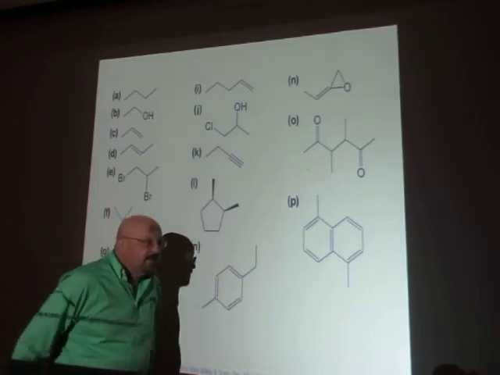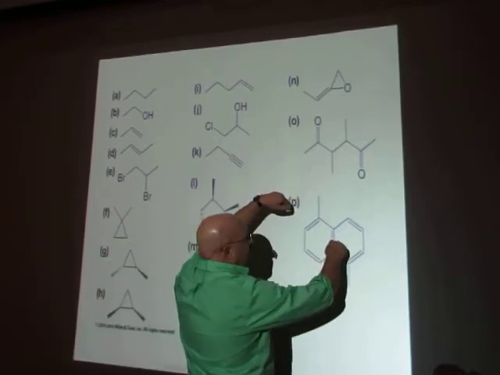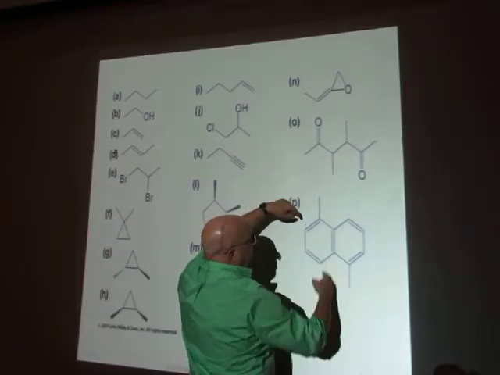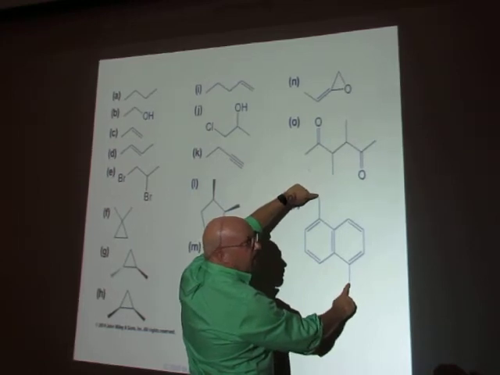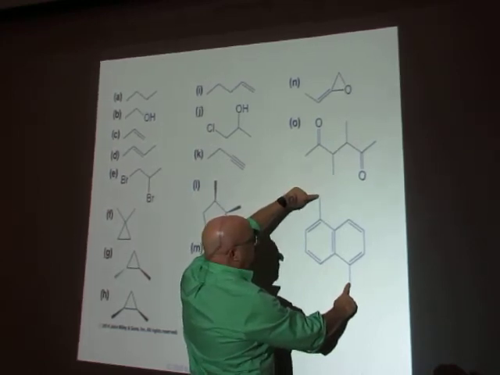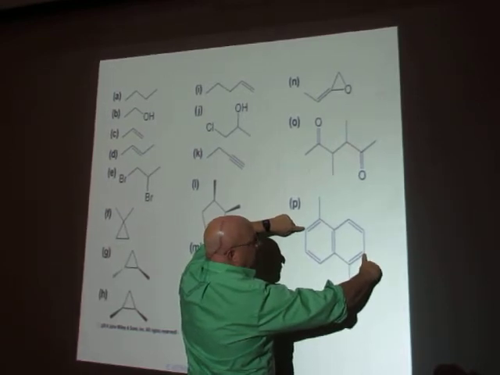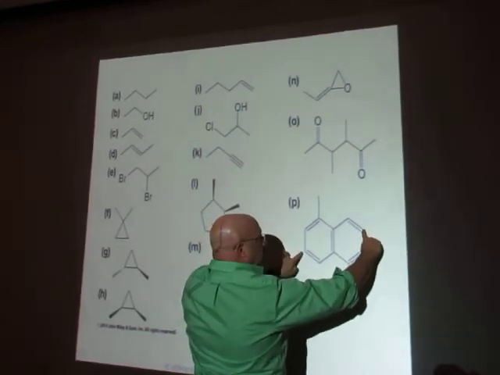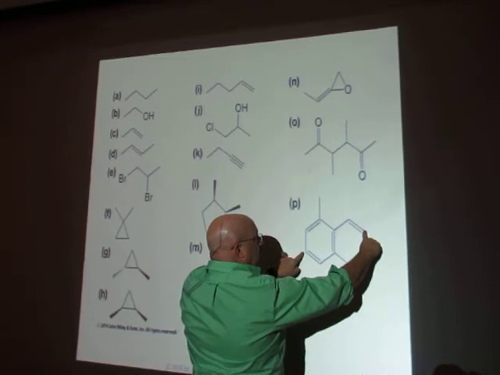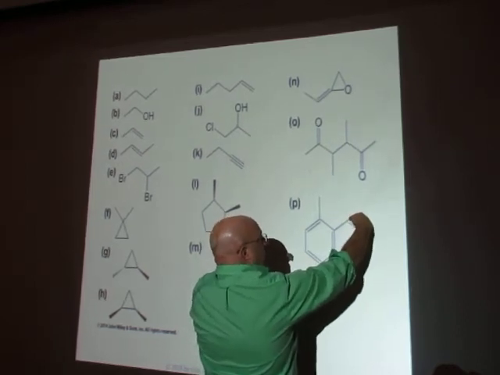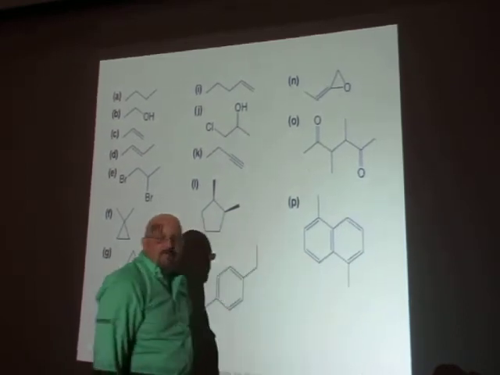Okay, this is how you get to the 4. Because of that C2 axis right down the middle, you rotate 180 degrees, same thing. It makes these two methyls equivalent. That makes this hydrogen equivalent with this one. These two are equivalent. And then these two are equivalent. So it gives me 4 signals.